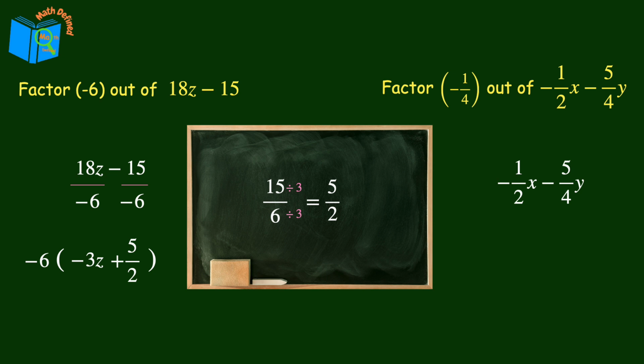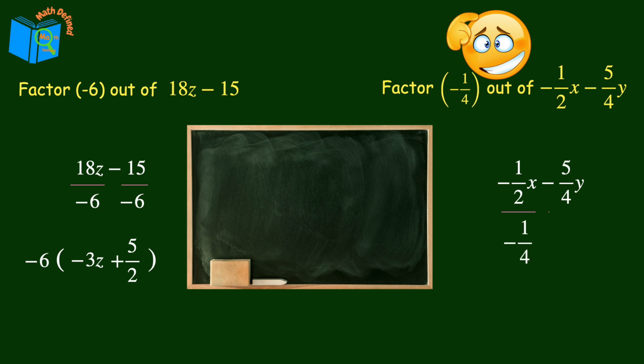In this next expression, we're going to factor out a fraction, negative 1/4. Now don't let fractions overwhelm you. The process is still the same. So the first step is to divide both terms by negative 1/4. Now we have a pair of complex fractions to solve. But don't worry, these are just division problems.